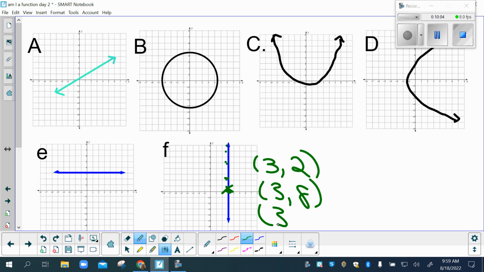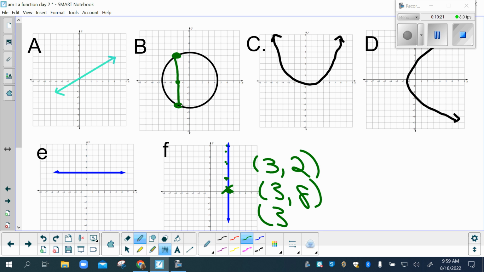Touch at one place, I'm good to go. Circles feel like they should be a function, but they're not. Because if I plugged in this guy, I don't know if I want this answer or this answer. I can't have more than one answer. So that's a bad guy. This guy, totally good to go.